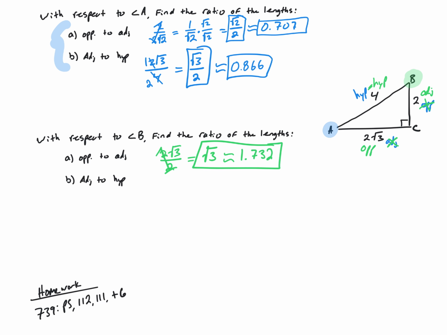And then for part B, it says the adjacent to the hypotenuse. The adjacent to the hypotenuse is going to give me 2 over 4. That reduces down to 1/2, which is equal to 0.5.